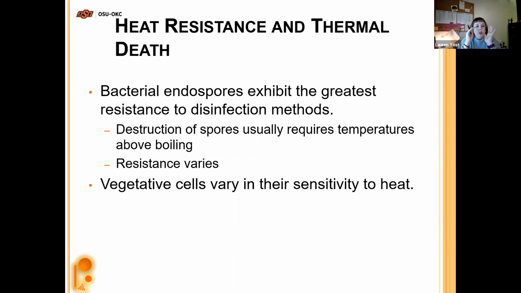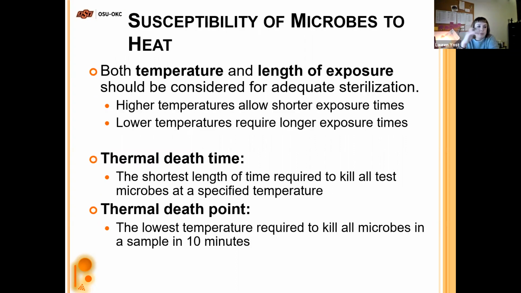How hard it is to destroy them depends on the organism, and we often need temperatures above boiling in order to destroy them. That's why we're talking about autoclaves at 121 degrees Celsius. 100 degrees Celsius is boiling. Vegetative cells, the non-endospore versions, vary in their sensitivity to heat. It just depends on the bacteria we're talking about.